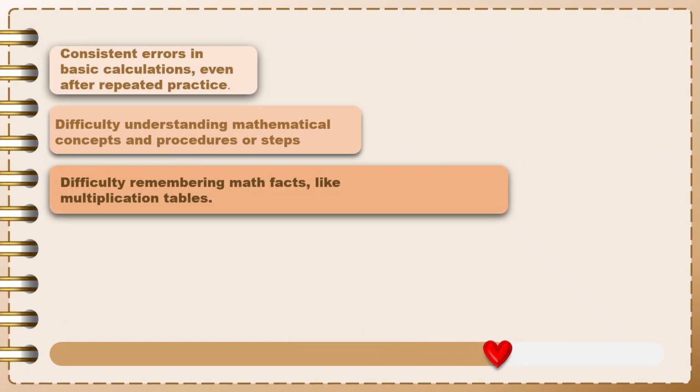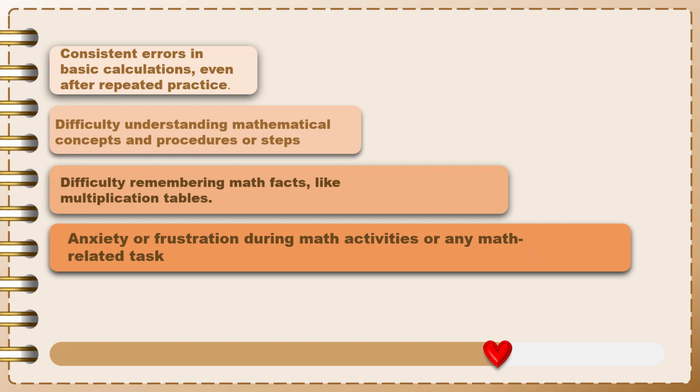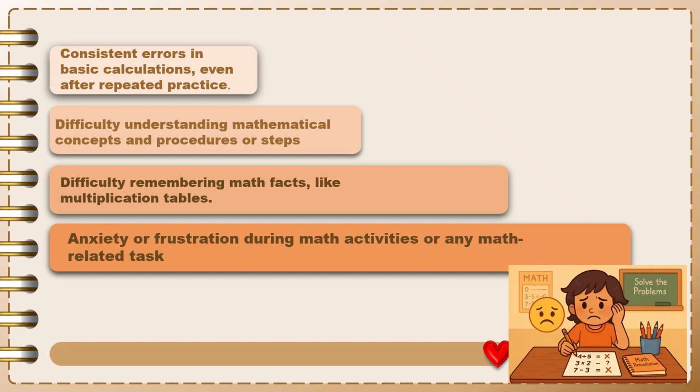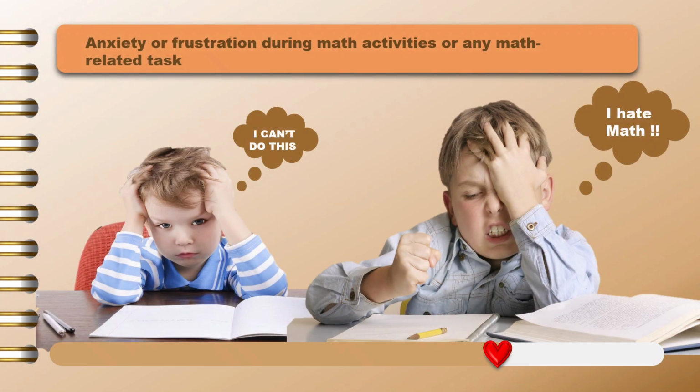Another important indicator is when students have trouble remembering math facts, like multiplication tables. Even after repeated practice, they might not remember answers. This can slow them down and make it harder to learn new math concepts. Another important indicator is when students show anxiety or frustration during math activities or any math-related tasks. They may feel overwhelmed or even say things like, I hate math or I can't do this. Recognizing these signs can help us provide emotional support along with academic help.